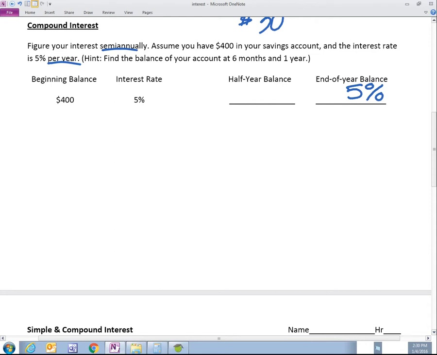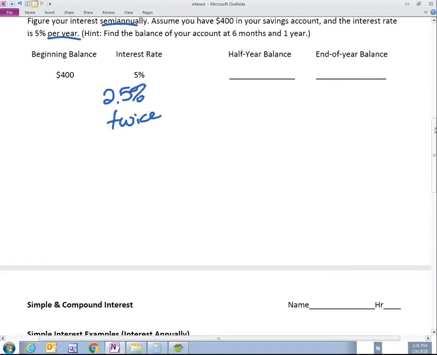So if that's the full year's 5%, what's half of the year? Yes, we have 2.5%. This one is going to be 2.5% at that point, and then we could do another 2.5% coming up. It happens twice in that year, so I can do 2.5% twice. It's compounded semi-annually. So now I just have to take 2.5% and make it a decimal.